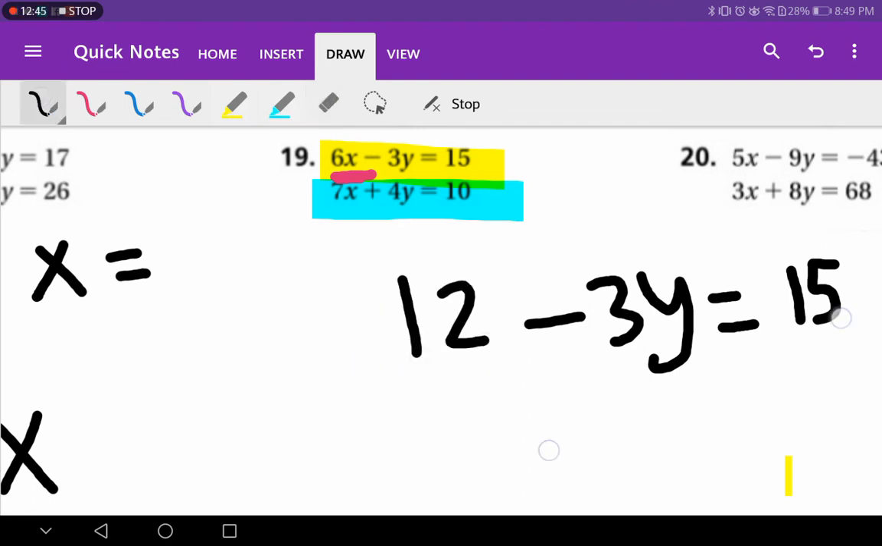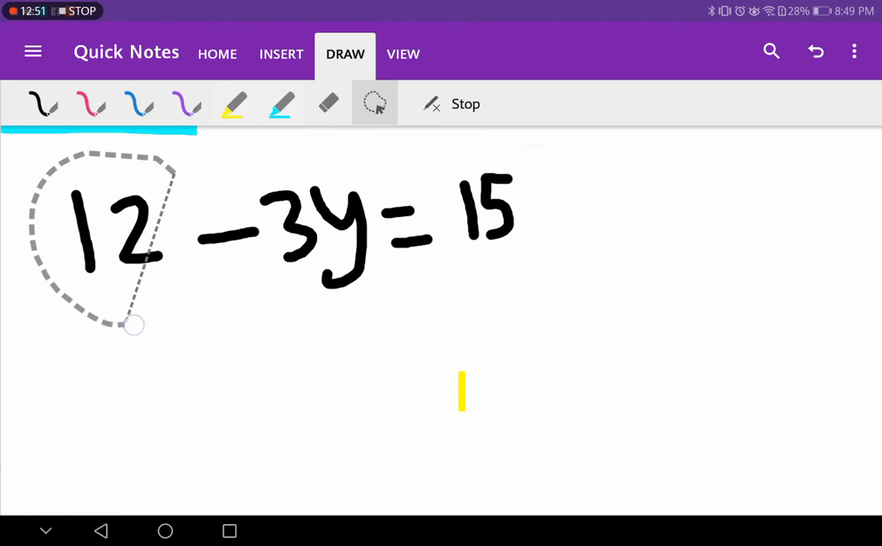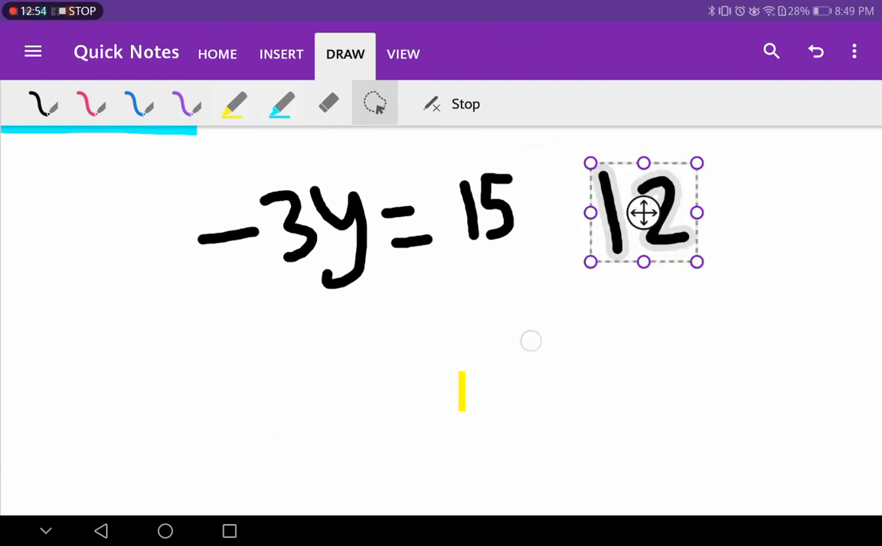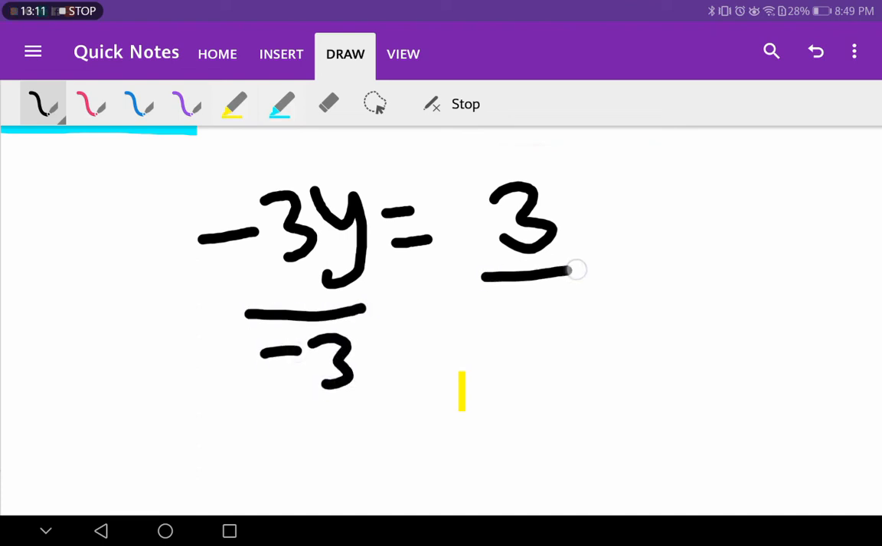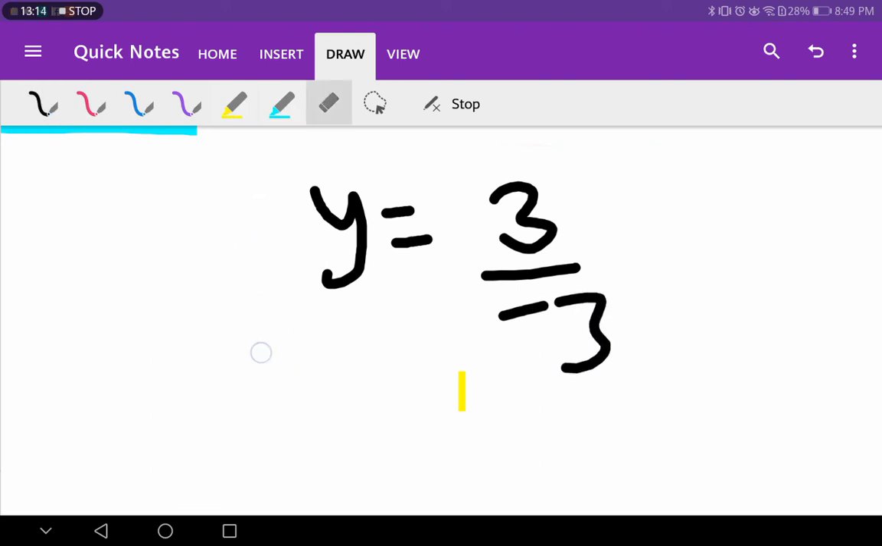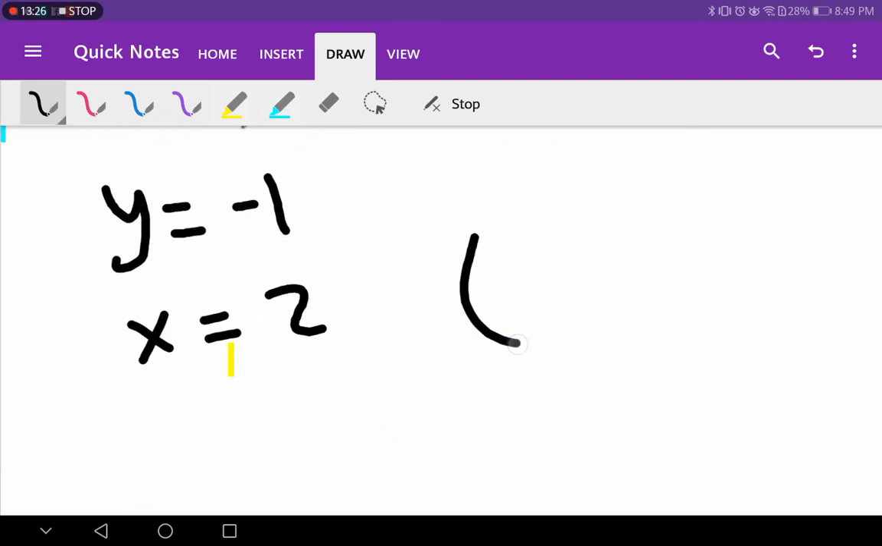Yes? Now, how do we make the y alone? Minus 12 on both sides, or I bring this and put it here, but its original sign is plus, so I change it to minus. So negative 3y equals 3. And then divide by negative 3 on both sides. 3 over 3 equals 1, and don't miss the negative. So y equals negative 1 and x equals 2, and the solution for this system is 2 and negative 1.